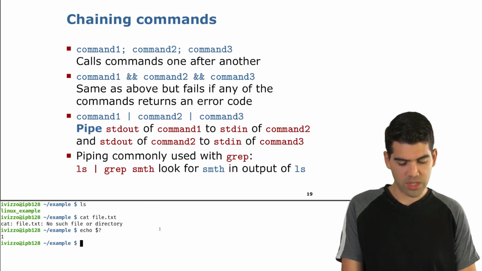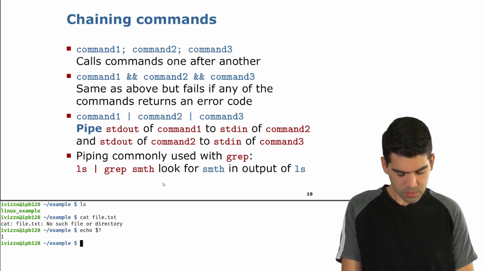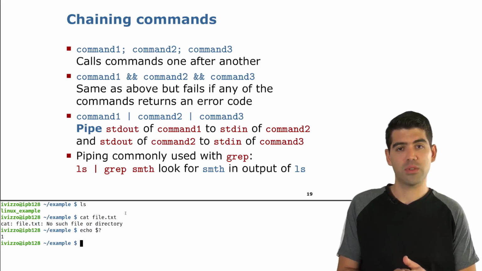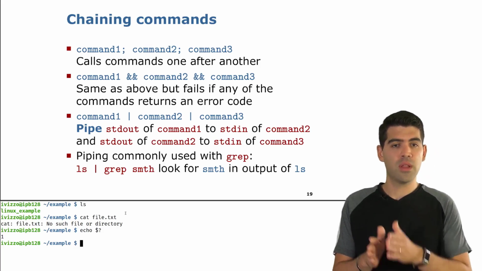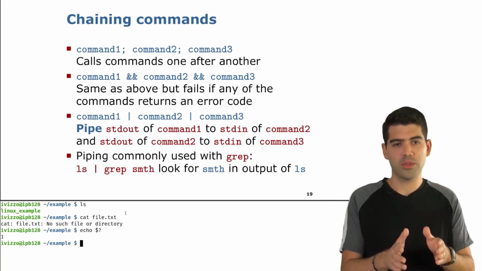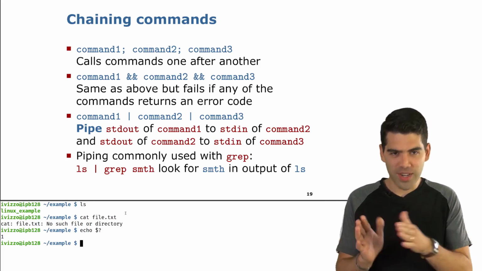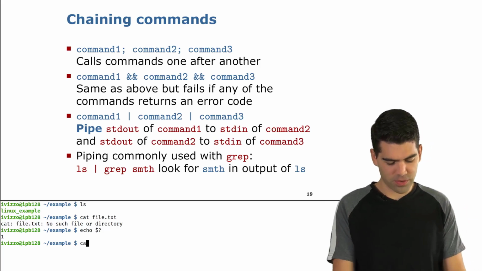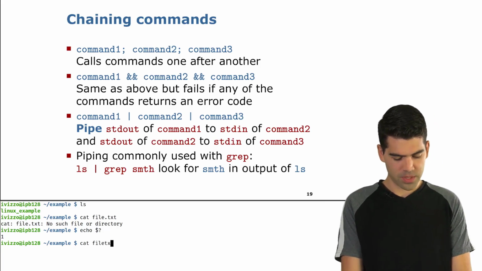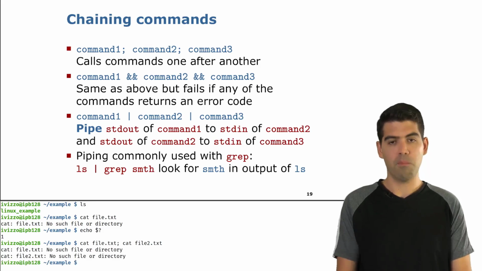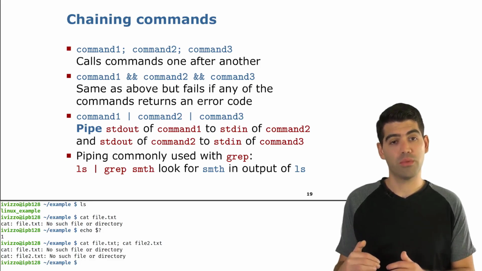So if I want to chain the commands with this operator that is a semicolon, this is going to fail. So this semicolon operator basically means run the command 1, run the command 2, run the command 3. Sorry, it's not going to fail, it's going to run it no matter what. So if I do, for example, cat file.txt and then cat file2.txt, both commands are going to run and both are going to fail.